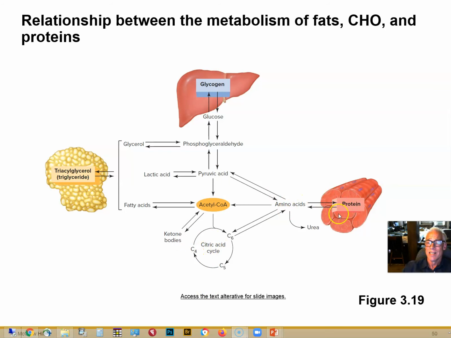Yes, during high-intensity exercise, proteins within muscles and other tissues can be broken down, releasing the amino acids. The amine groups are gotten rid of in the urine in the form of urea, and then the keto acid that's left can be converted to acetyl-CoA and used for energy. But again, that's not really a major thing. We hope that's not a major thing. We don't want to break down all the protein in our muscles during exercise.